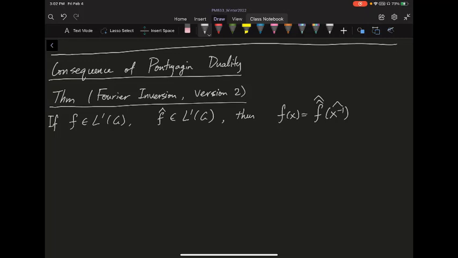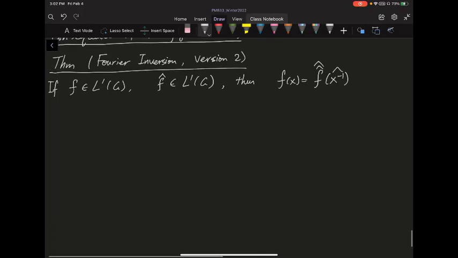In the first version, we required F to be in B1, but now we don't have that assumption, as long as your F hat is in L1, so you can do the Fourier transform again. Then you transform twice, evaluate at X inverse, and you get your F of X back. All right, so the proof is fairly simple.